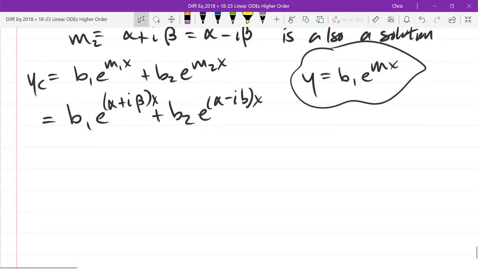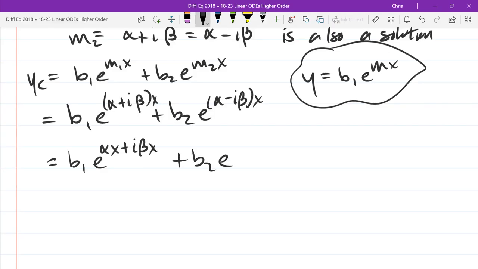Now we're going to factor out. Isn't that second one supposed to be a beta? Yes. Now I'm going to distribute my x like this right here. So we're going to get b1 e to the alpha x plus i beta x plus b2 e to the alpha x minus i beta x.